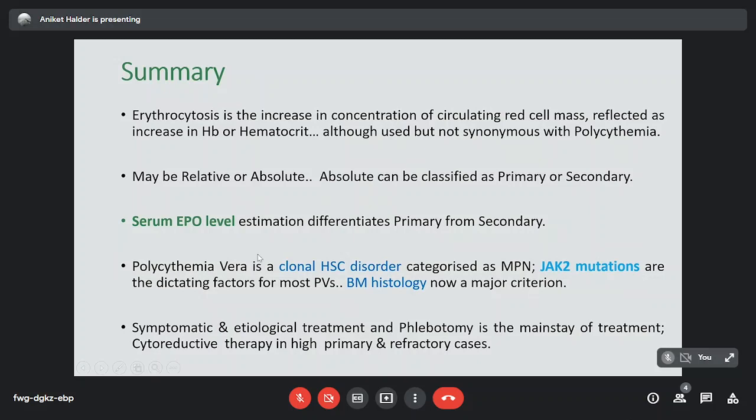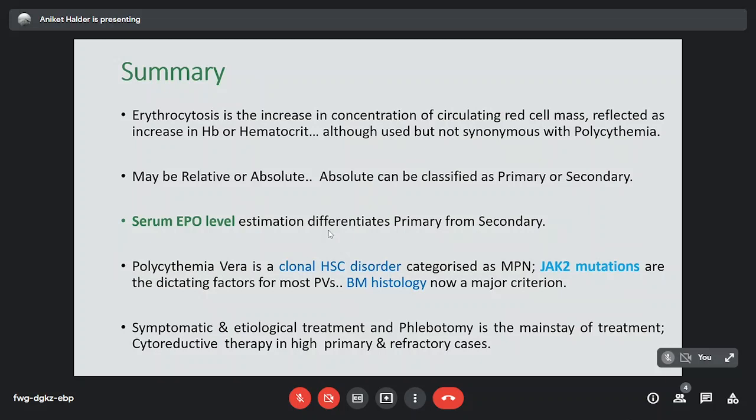The serum erythropoietin level estimation differentiates the primary from secondary erythrocytosis, because in primary erythrocytosis, the main defect is in the red cells, whereas in secondary erythrocytosis, there is a chronic hypoxic condition or inappropriate erythropoietin secretion, which leads to increased erythropoietin levels and hence increased red cell mass.